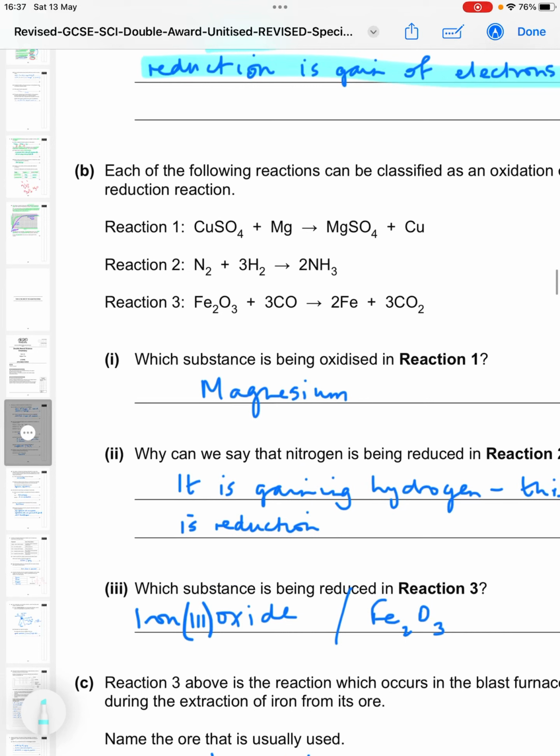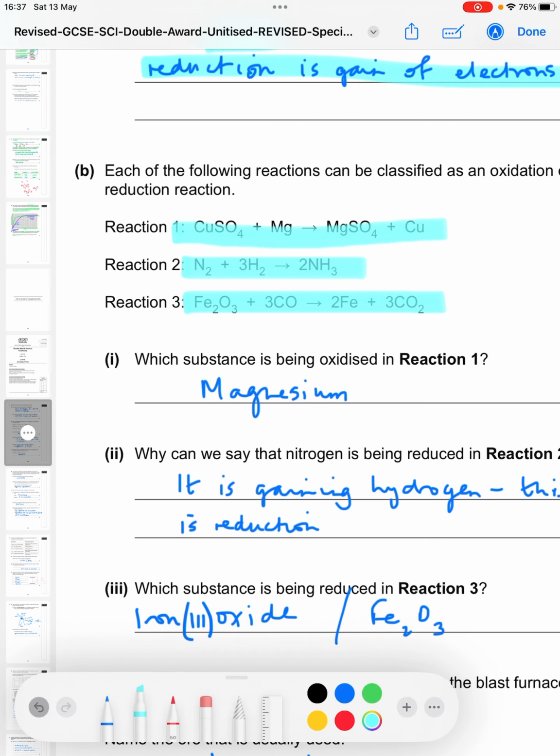So each of the following reactions can be classified as an oxidation or a reduction reaction. We have reaction 1 here is copper sulfate and magnesium, giving magnesium sulfate and copper. Reaction 2 is the Haber process, nitrogen and hydrogen giving you ammonia. And reaction 3 is iron oxide and carbon monoxide, giving you iron and carbon dioxide, so what's happening in the blast furnace.